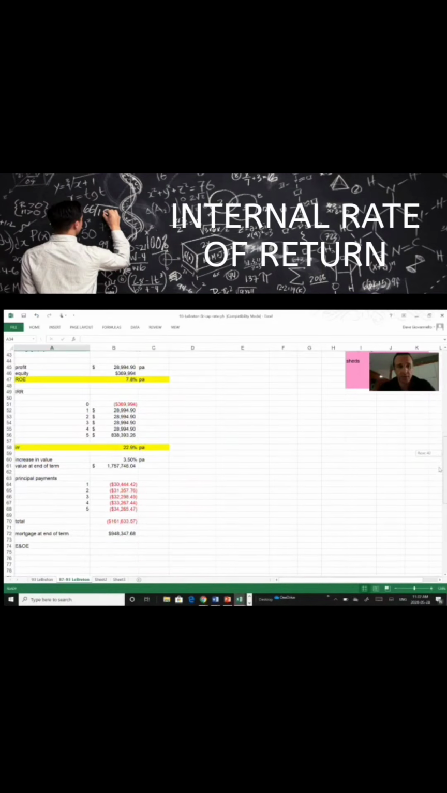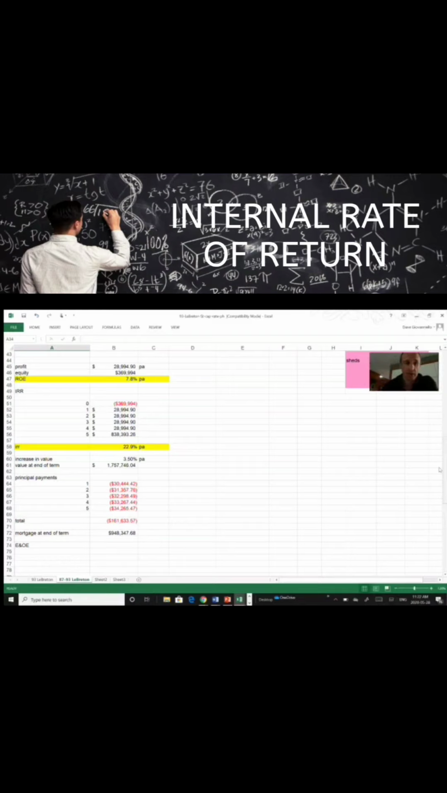So I'm going to scroll down a little farther, because over the 5 years, starting on line 63, I have my principal mortgage payments. So in total mortgage pay down over 5 years, I've paid down $161,000. I calculated a very conservative and modest 3.5% appreciation per year. So at the end of the 5-year term, I have a value of almost 1.758 million.